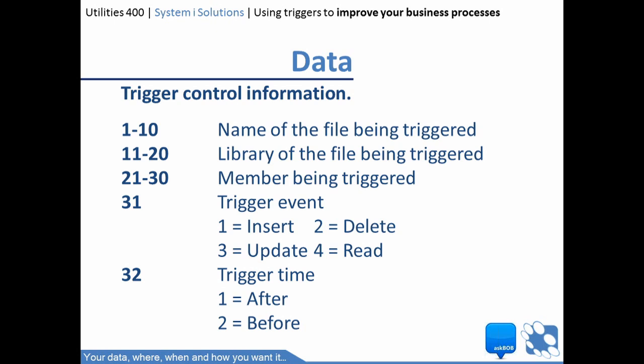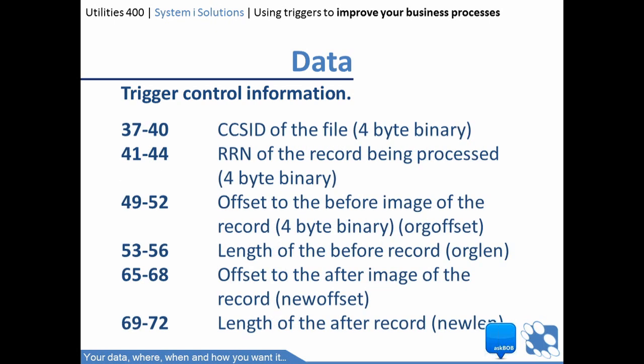Okay, and the next 10 characters tell you the member being triggered. The next character tells you which event has caused the trigger to occur. If that character is a 1, it's an insert. If that character is a 2, it's a delete. If the character is a 3, it's an update. If the character is a 4, it's a read from the file. So again, you can define your logic according to what kind of trigger has occurred. And the next character, position 32, tells you the time that that trigger has occurred. Okay, is it before the record is actually physically updated on the file, or is it after?